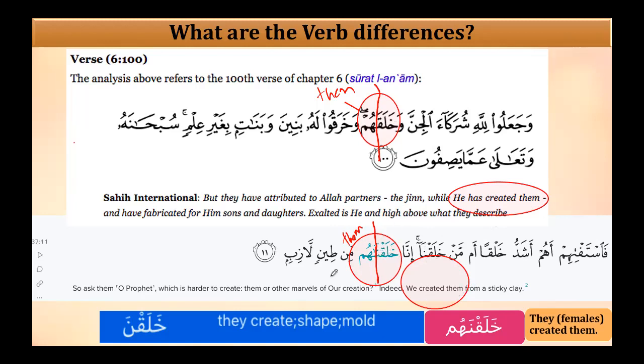So there is a noon with an alif here. There's a stretch here, na, which means we created. So the meaning is quite different. And if someone were to mispronounce this noon and just say khalaqnahum, instead of stretching the sound of the alif here, they would change the meaning further. Khalaqnahum means they, the females created them. Astaghfirullah. We do not want to change the meanings.